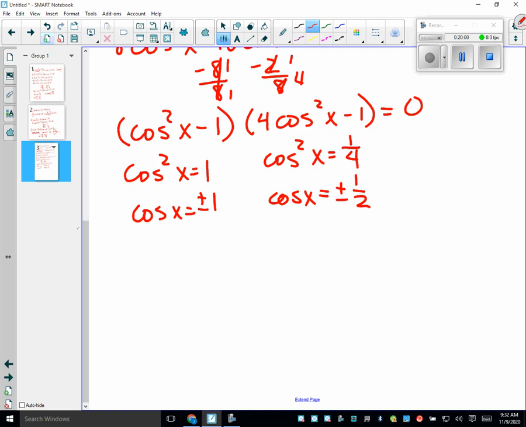Look at your graph. Cosine of x. When is it 1? On an axis. When is it 1? Is this the cosine graph? Yeah. Where is it 1? At 0? When is it negative 1? Negative 1 is high.